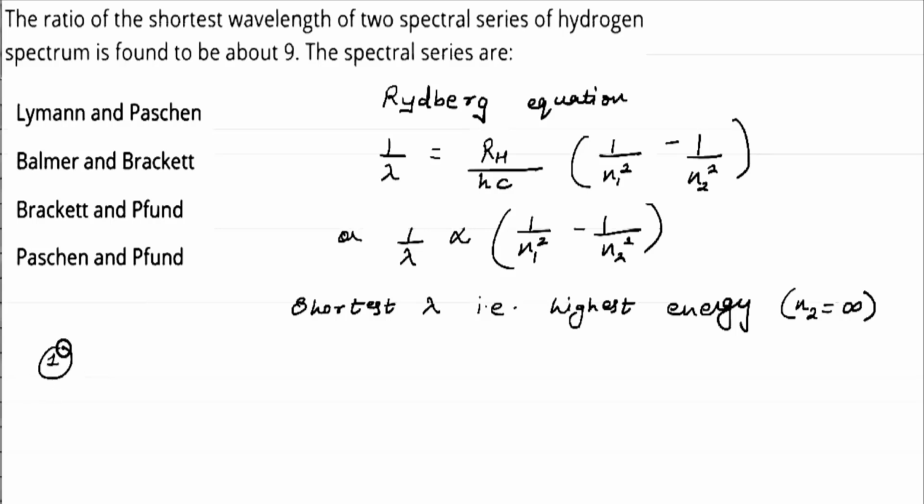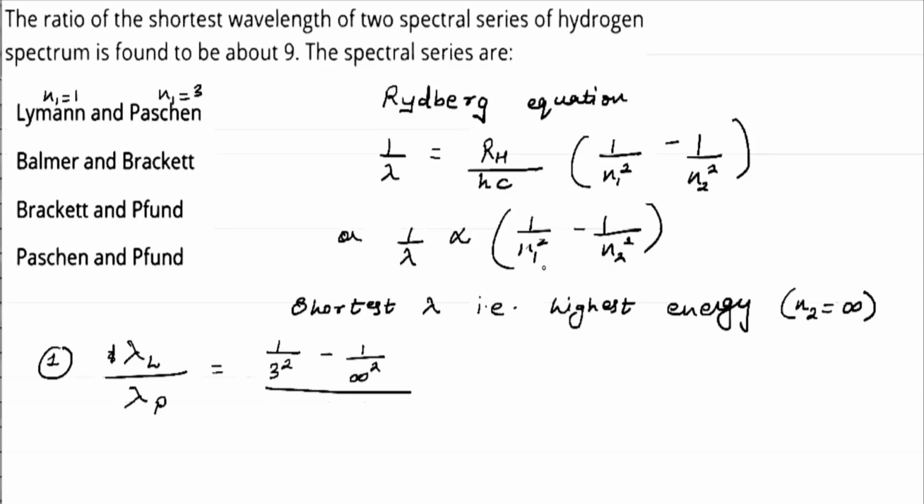So the first option says that it's Lyman and Paschen. Now for Lyman, n1 is equal to 1, and for Paschen, n1 will be equal to 3. Accordingly, let us lay it down. So lambda of Lyman, for abbreviation let me use capital L, upon lambda of Paschen, that is P, will be equal to 1 upon n1 square, so 1 upon Paschen's n1 value, that is 3 square, minus 1 upon infinity square.